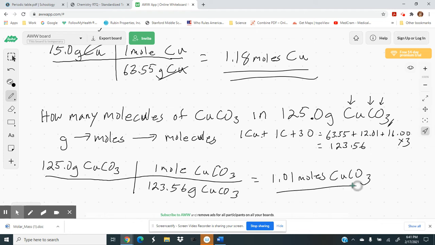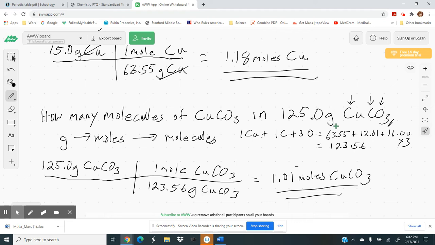Okay, so I wanted to do this right here so you can see the difference. The difference was in both cases we're given grams. In order to turn grams of copper into moles of copper, I had to divide by the atomic mass, which I got directly from the periodic table. On this other one right here, I'm given grams of copper carbonate. To turn it into moles, I had to divide by the molecular mass.